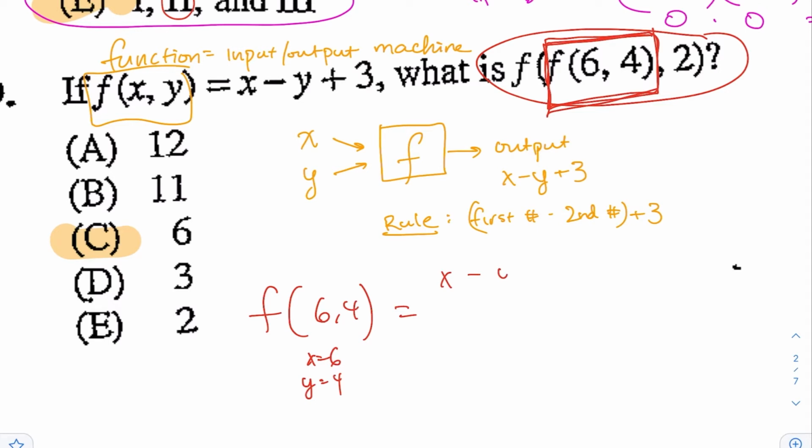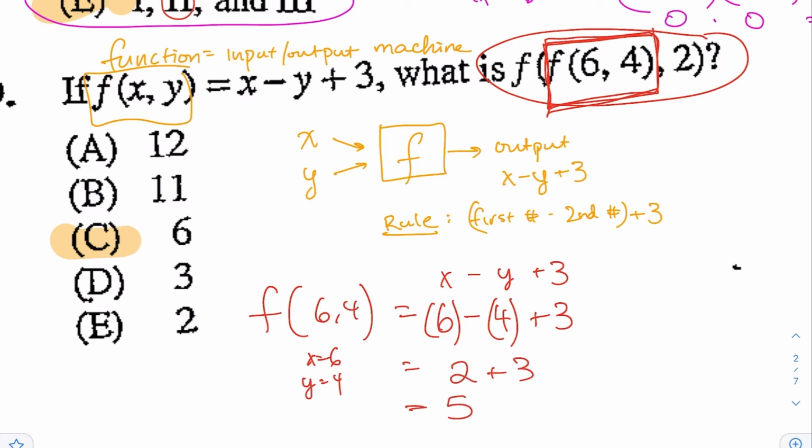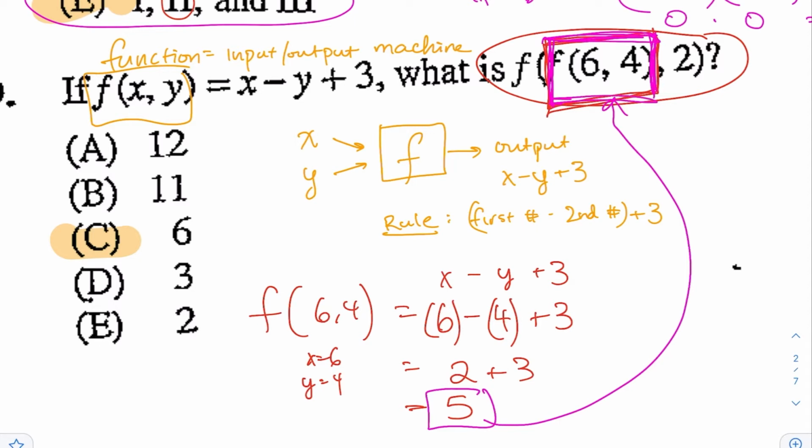So just follow the rules. Instead of x minus y plus 3, you have 6 minus 4 plus 3. Just substitute x and y into the machine. It gives you 2 plus 3, or 5. Now, you're not done yet because this 5 will replace this innermost function. Now we have to take the output of this innermost function and put it into the first function, f. So now the new function is f, this original outer f, of instead of 6, 4, you got 5.